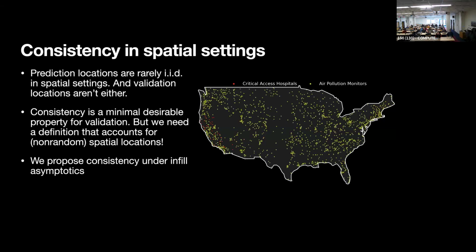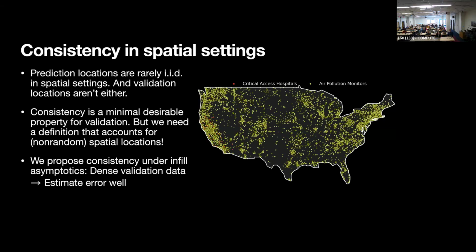The definition we propose borrows ideas from a lot of older work in the spatial statistics literature, which is the idea that if we had data available densely in space, we should be able to estimate the error well. So now I've drawn back the air pollution monitors throughout the country, and you can imagine that if we were to place a bunch more monitors, then our estimate of the model error at these hospitals should get better and better. Okay, so this is what we propose as a minimal desirable property if you're going to do validation in spatial settings. Next I'm going to talk about some existing methods and give some intuition for why they don't satisfy it.